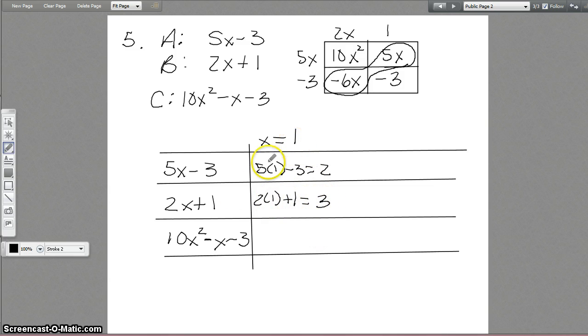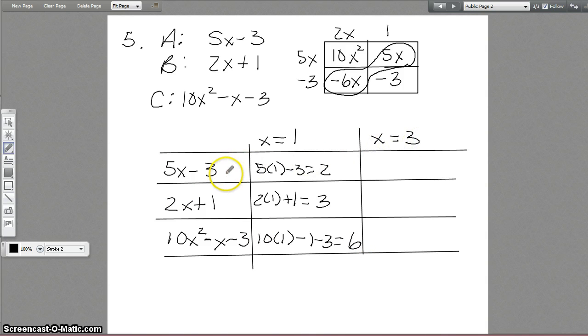Now we'll plug x equals 1 into polynomial C. We have 10 times 1 squared, which is 1, minus 1 minus 3. So that's just plugging 1 in here for each of these x's. So 10 times 1 is 10, minus 1 is 9, minus 3 is 6. Notice 2 times 3 is 6. Okay, now I'm going to drop a vertical line over here. And we will do this for x equals 3.